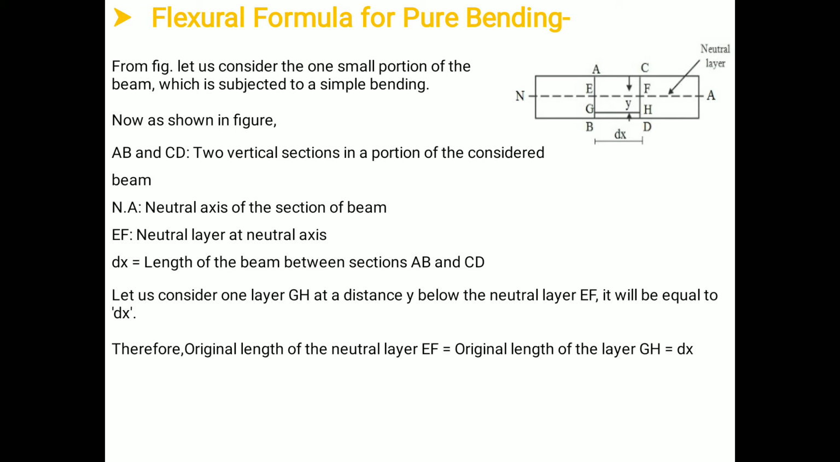Now, let us consider one small portion of the beam which is subjected to simple bending. Remember that under the action of simple bending, the beam will bend into an arc of a circle, so that it will have a radius after the bending action. Now, as shown in the figure, let AB and CD be the two vertical sections considered in a beam. This is the small portion on which we have to concentrate for deriving the flexural formula.